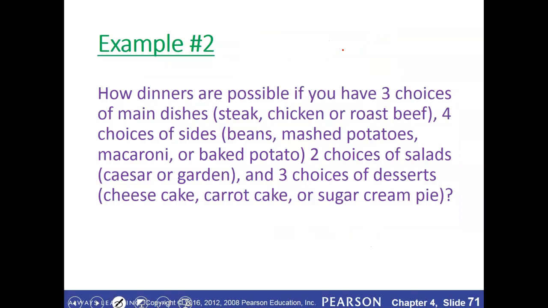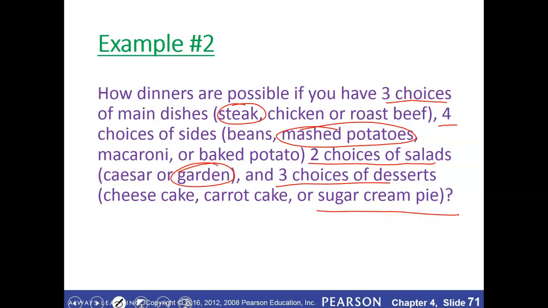So that leads us to some more examples. Let's take a look at this one. How many dinners are possible if you have 3 choices for a main dish, 4 choices for a side, 2 choices for salads, and 3 choices for desserts? Well, like one choice might be I want the steak, I want the mashed potatoes, I want a garden salad, and I want a sugar cream pie for dessert. That would be one of those choices. But I had 3 choices for the main dish, 4 choices for the side, 2 choices for a salad, and 3 choices for dessert. So if I multiply all those together, 3 times 4 is 12, 12 times 2 is 24, 24 times 3, that's 72 different meals are possible. And that's example number 2.